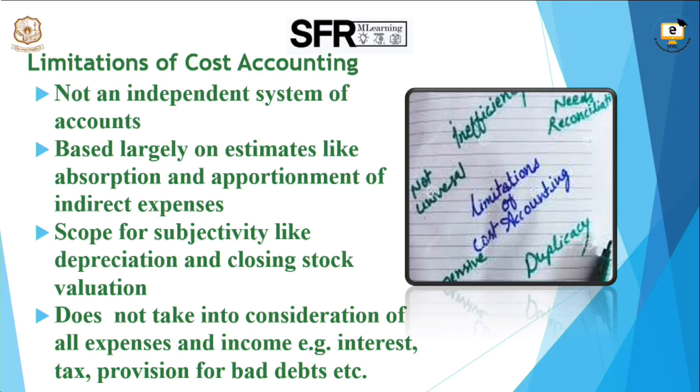Then it does not take into consideration all items of expenses and income like interest, goodwill written off, taxes paid, provision for bad debts, discount and loss on issue of shares and debentures. These are not taken into the cost accounting. So it is also a main limitation of cost accounting.